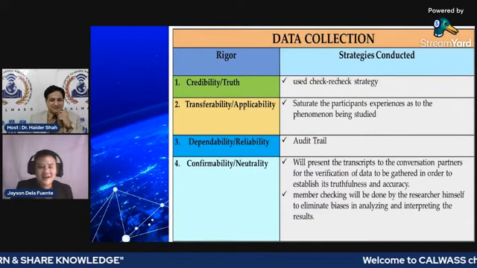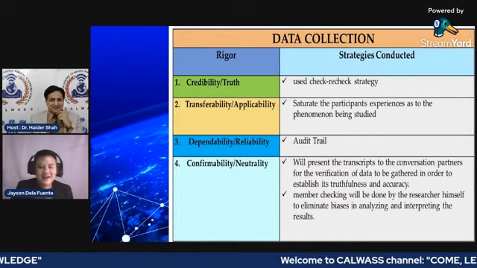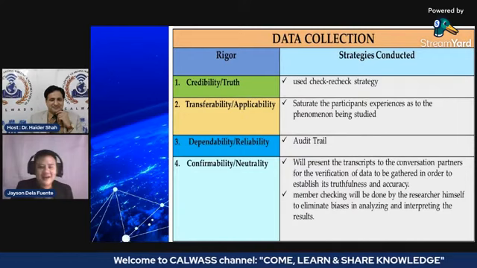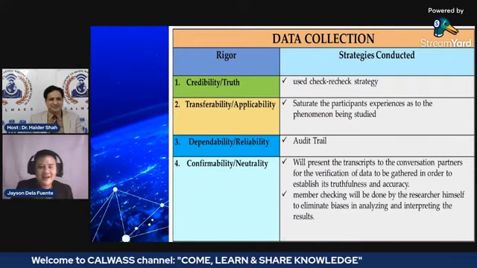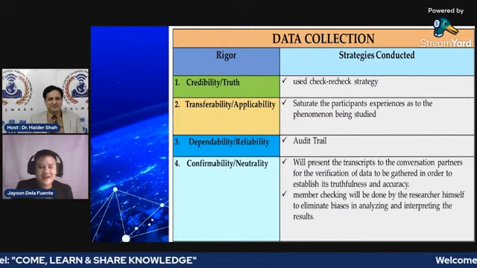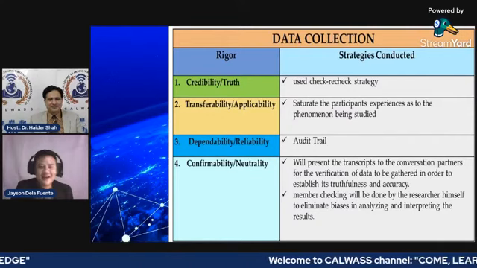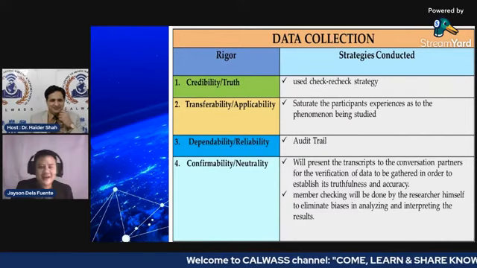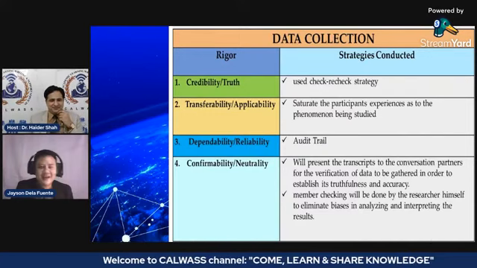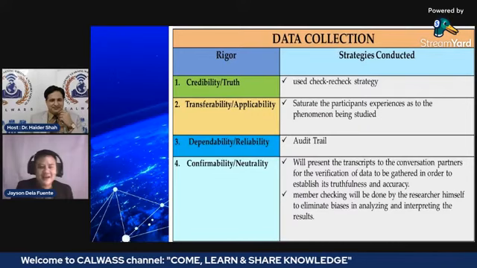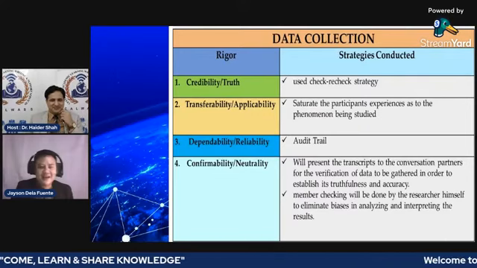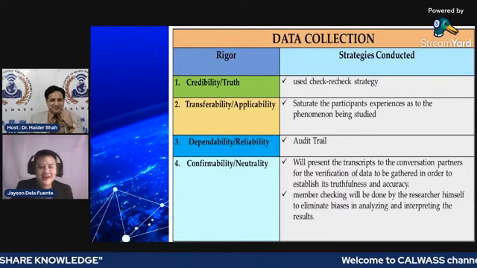Sometimes qualitative research is actually being questioned by other researchers, especially researchers who were not able to explore and appreciate the beauty of this field in research. In quantitative research, they have statistical tools. They have ANOVA, Pearson r, and many more.